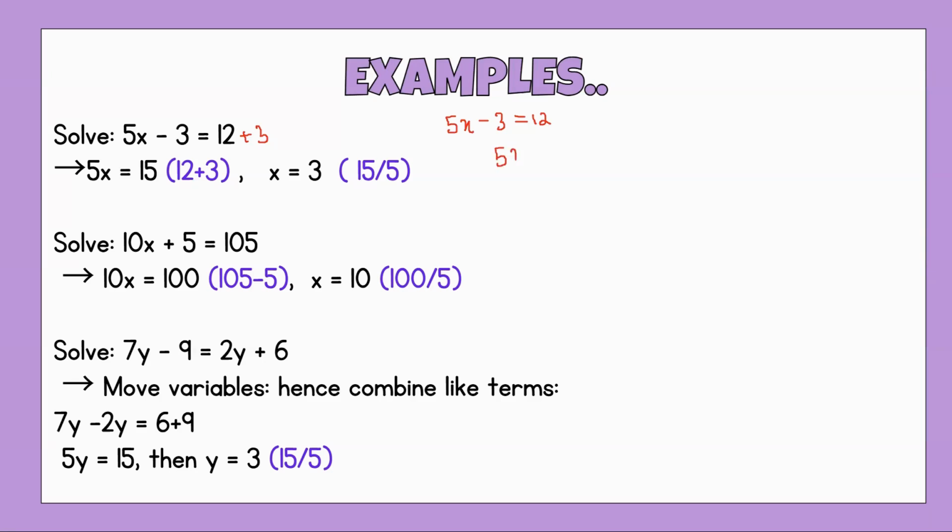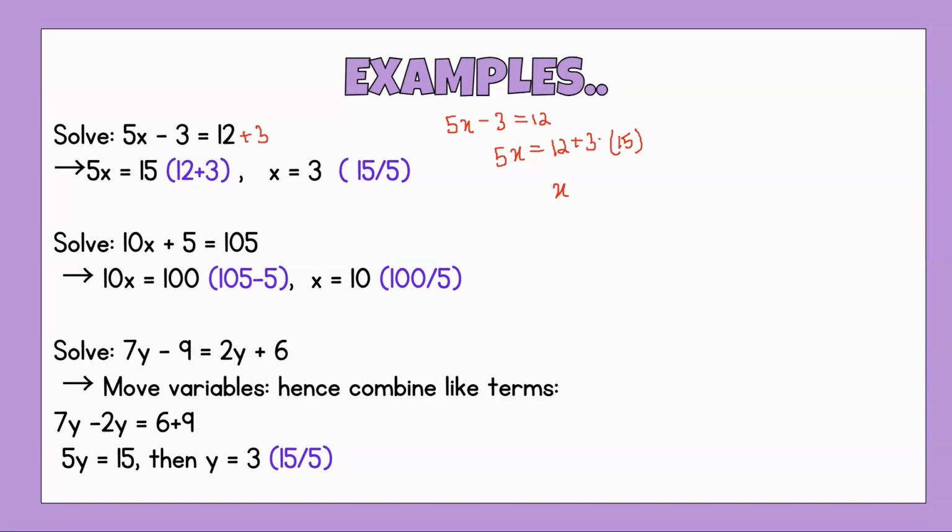5x will become 12 plus 3. We'll unwrap or just remove the minus and add a plus. Now as 5x plus 12, 5x is equal to 12 plus 3, which is 15. Right, 15 here.